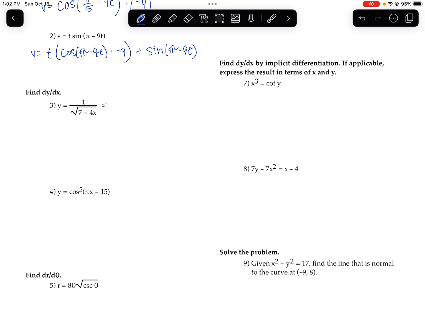So for me, I would rewrite this as 7 minus 4x to the negative 1/2. And then the outside function involves using the power rule, so I'll drop that down. So it's going to be negative 1/2. The inside will stay the same, and then decrease that by 1, which would make it negative 3/2. Now I have to multiply by the derivative of the inside, which would be negative 4. And then if you simplify, you can take the negative 4, multiply by the negative 1/2. That would make it positive 2. And then you can put this into the denominator, so 7 minus 4x raised to the 3/2 power.